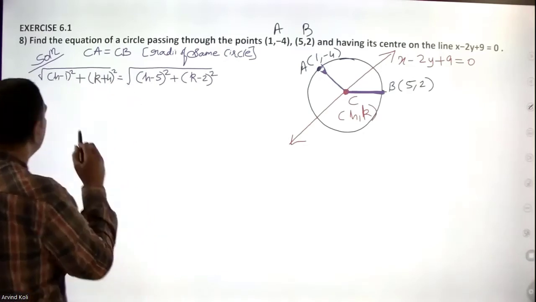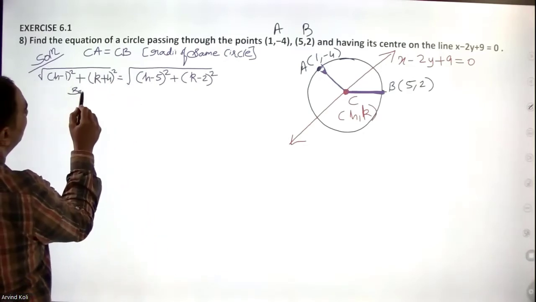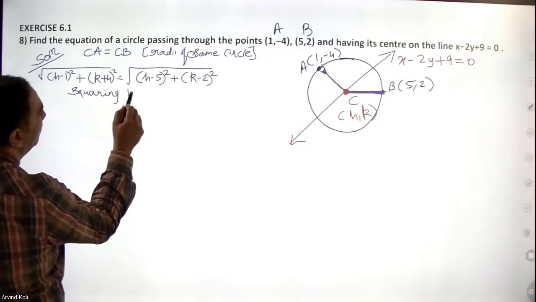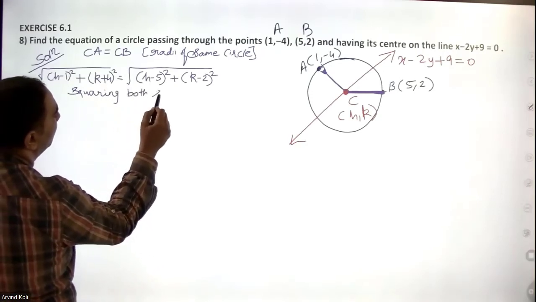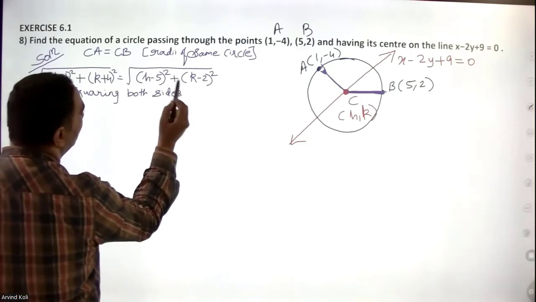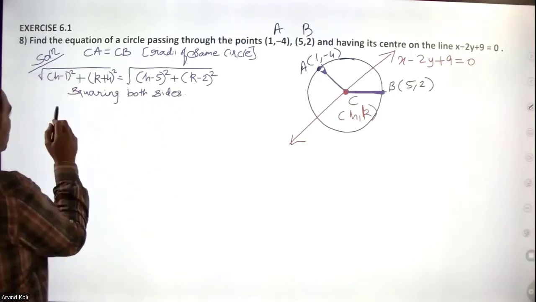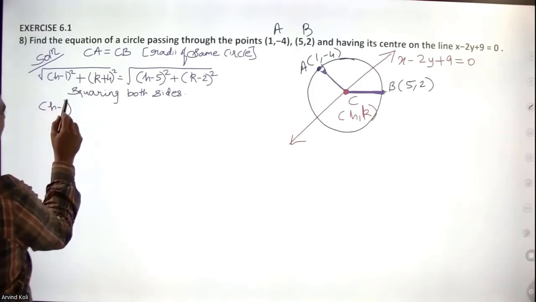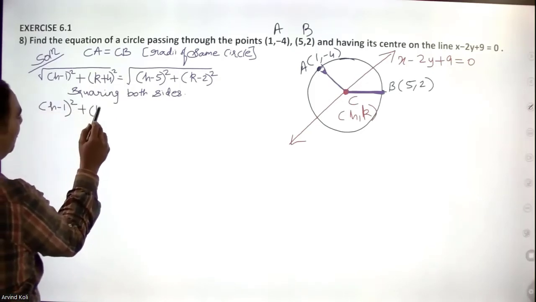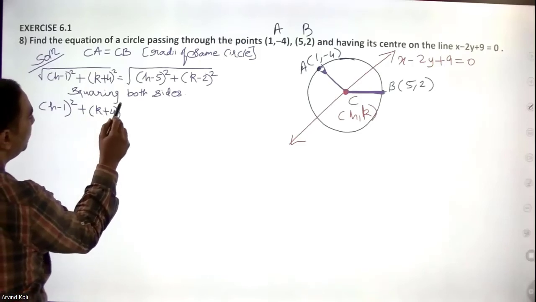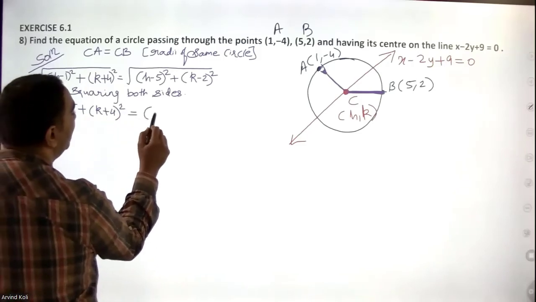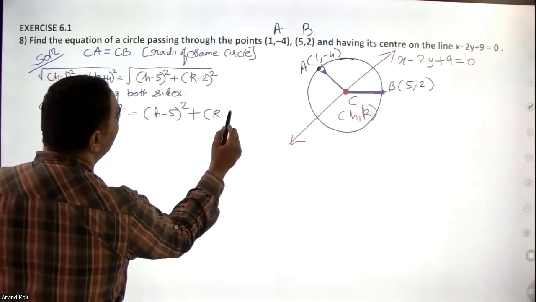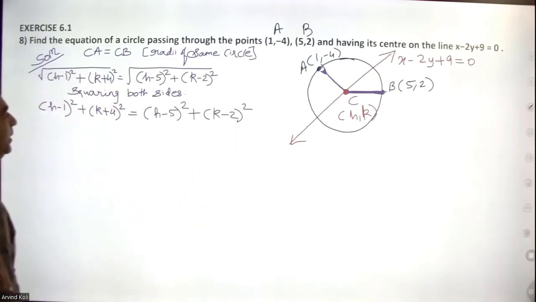All right, next one over here we'll say squaring both the sides. This will become h minus 1 the whole square plus k plus 4 the whole square is equal to h minus 5 the whole square plus k minus 2 the whole square.